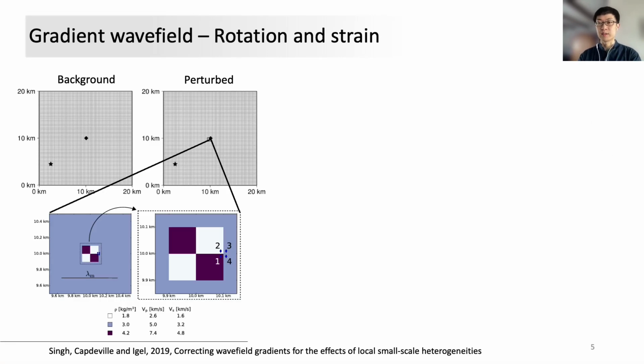This has been verified in Singh et al. 2019 with 2D examples. They inserted a velocity perturbation with a checkerboard pattern into a constant background model. Particle velocity, strain, and rotational components are simultaneously recorded at 4 points represented by the numbers across the edge of the perturbations. Their waveforms under the background and perturbed models are then compared with each other.